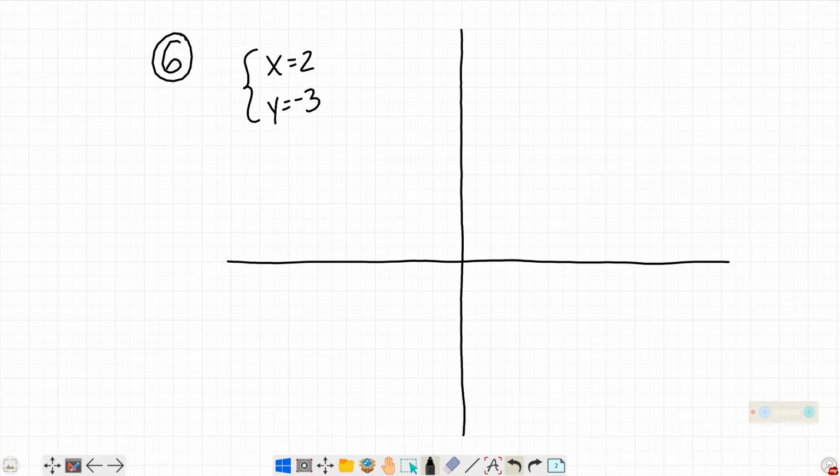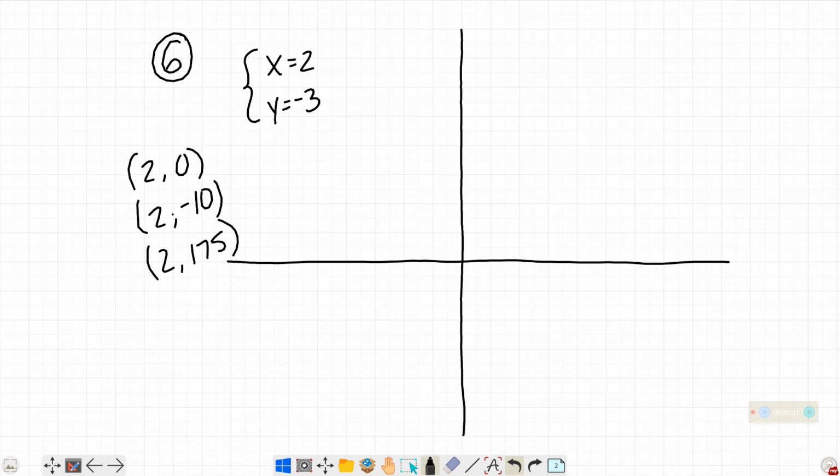Number 6 says, without sketching the graph, name the ordered pair where the graph of the two linear equations intersect. So I have x that is equal to 2 and y that is equal to -3. In the equation x equals 2, we will have points like this. As long as the x value is 2, it doesn't matter what the y value is. So I could have the point 2, -3, because the x value is a 2.